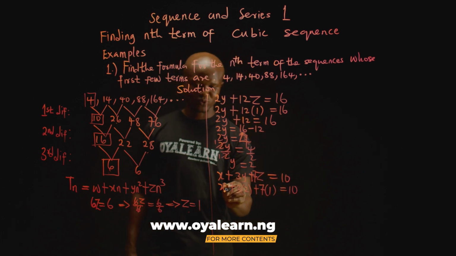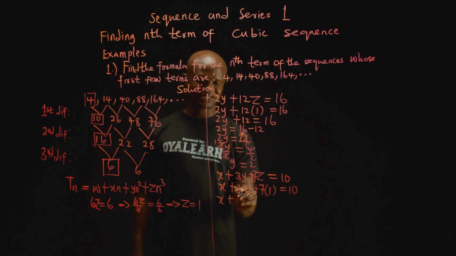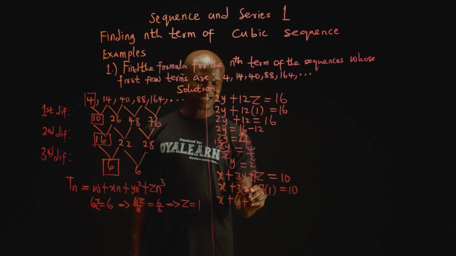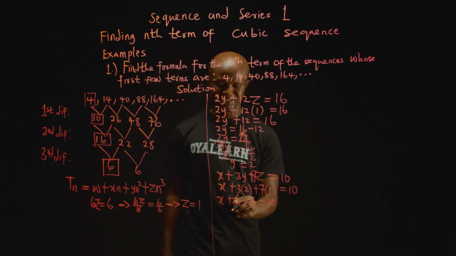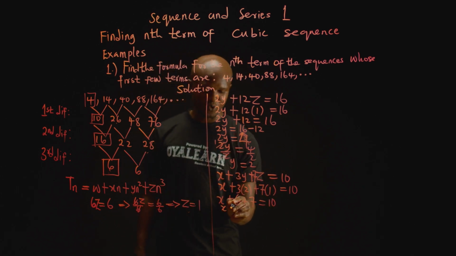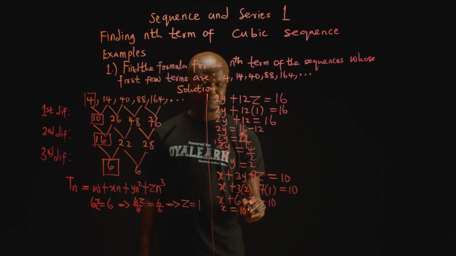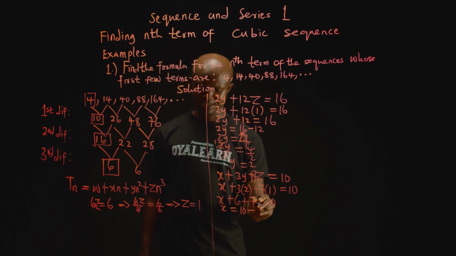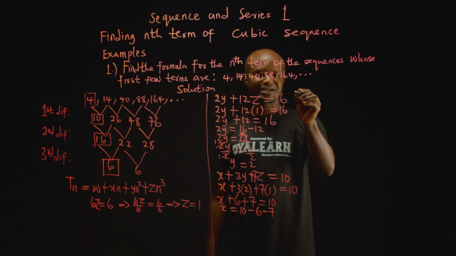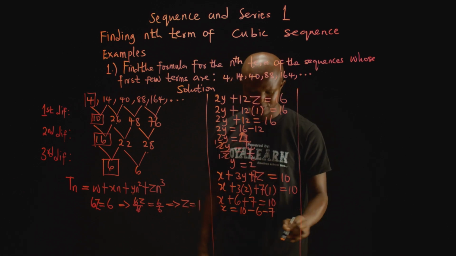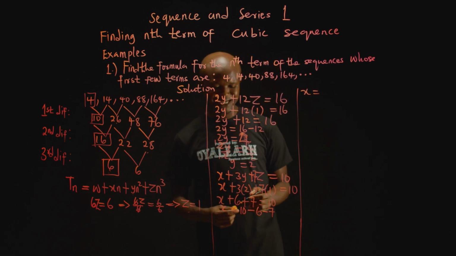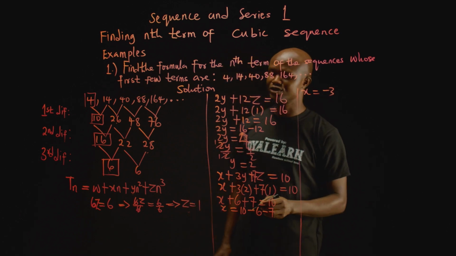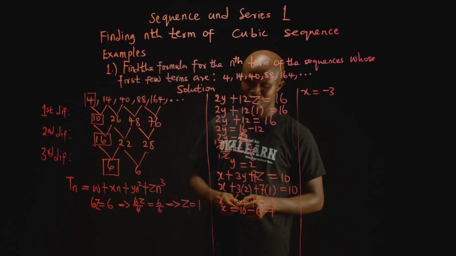So in this case, we now have x plus 3 times 2, that's 6, plus 7 times 1, that is 7, equals 10. So we collect the like terms: x equals 10 minus 6 minus 7. Minus 6 minus 7 is minus 13. So 10 minus 13 is minus 3. So the value of x is equal to minus 3.